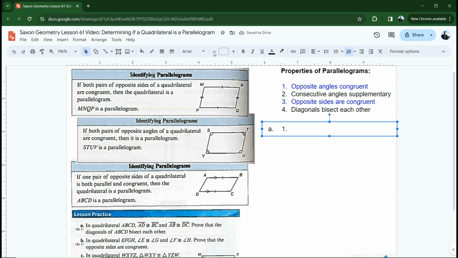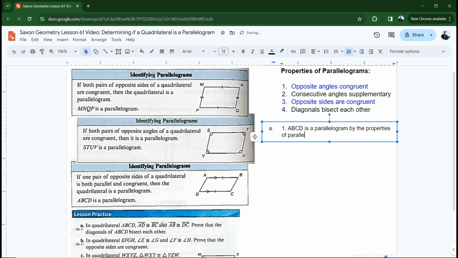So once I'm given that, the next thing that I need to do is make a statement that this is a parallelogram. Notice it doesn't say anywhere here that this is a parallelogram. But I know that opposite sides are congruent. So I could state that ABCD is a parallelogram by the properties of parallelograms. And I'm going to say in parentheses, opposite sides congruent. Okay, just to note which property I'm using.